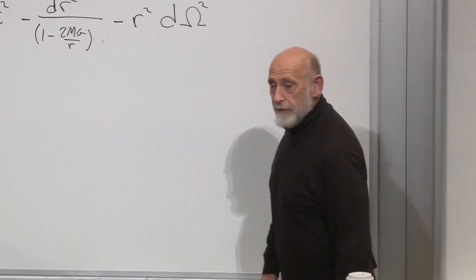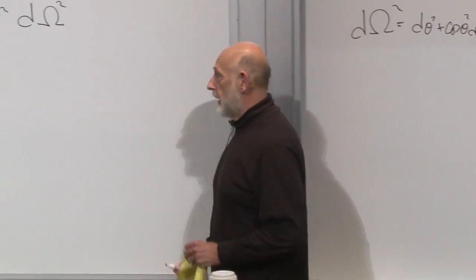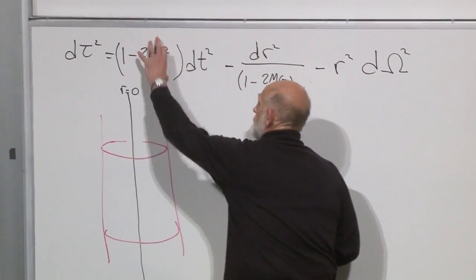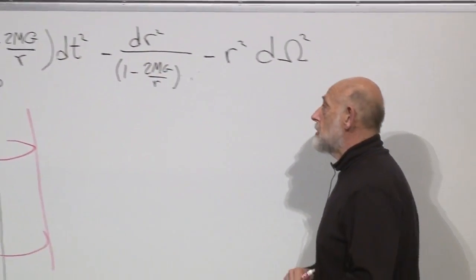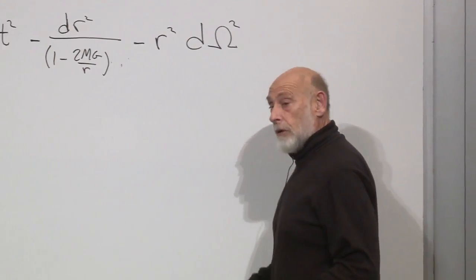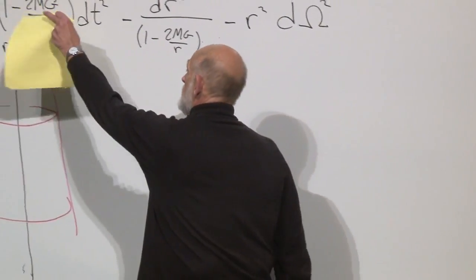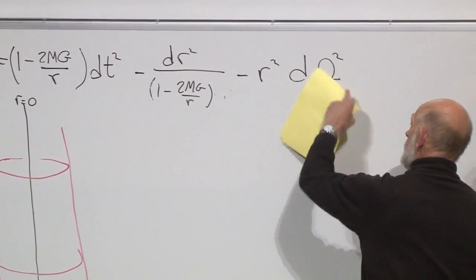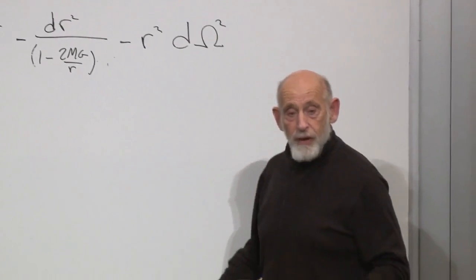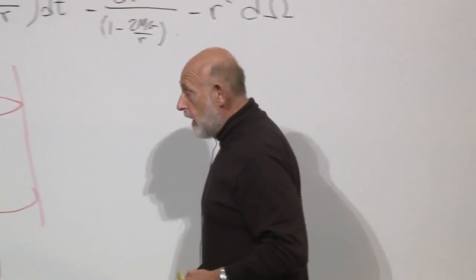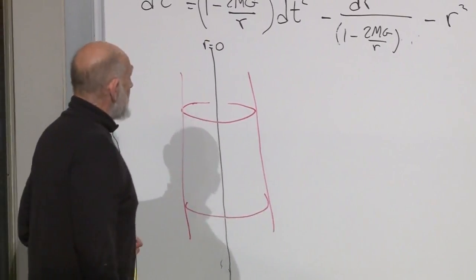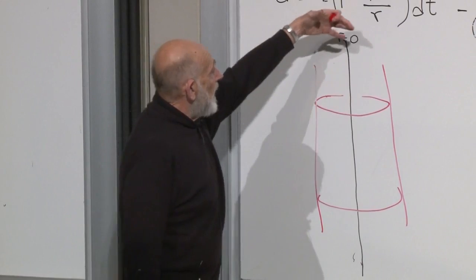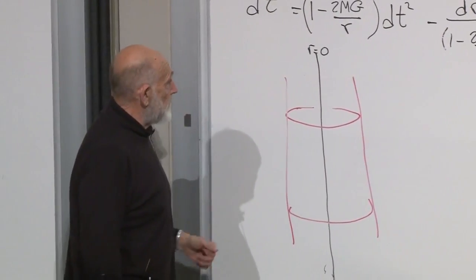Out beyond that, let's look at what's going on very far away. Very far away, 1 over r times 2mg is negligible. If we go to very large distances, 1 over r becomes very small, so this just becomes dt squared, minus dr squared, minus r squared d omega squared. That's just flat space in polar coordinates, flat spacetime. So far away, it's just flat spacetime. But as we move in toward r equals 2mg, the geometry is characteristically different.